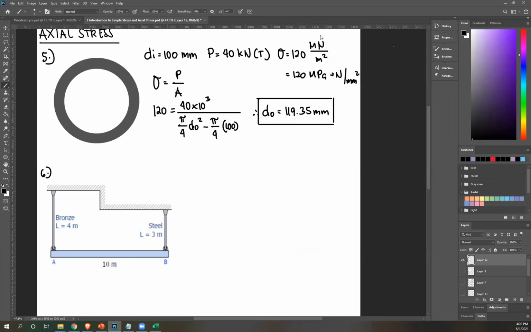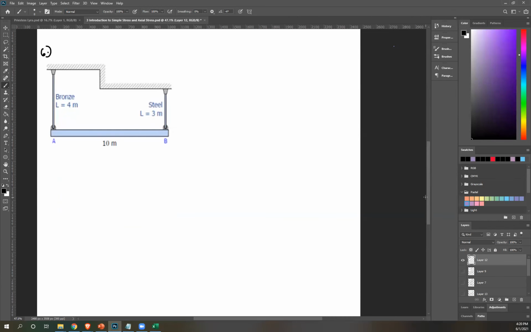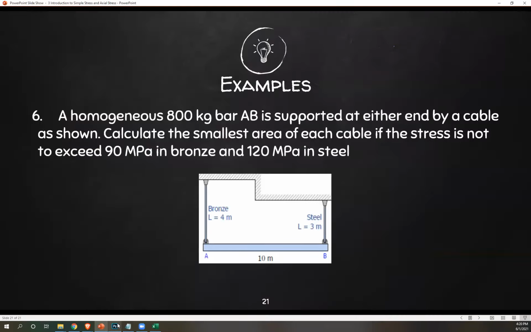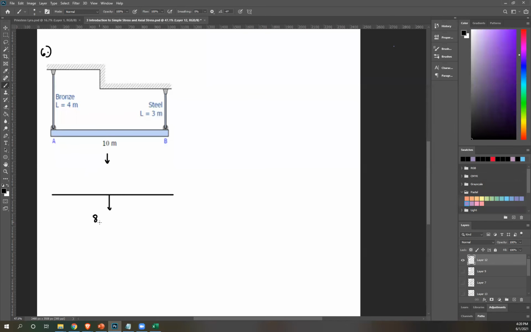So the way to go about this is similar to the first one we encountered, wherein we need to create an equation involving the given forces or the unknown forces. Okay, so first let's try to create a free body diagram for this. So you have this straight bar. It has a weight of 800 kilograms. To make that force, we need to multiply this by 9.81, okay, to make it weight. And that is at the middle. So this is 5, this is 5.